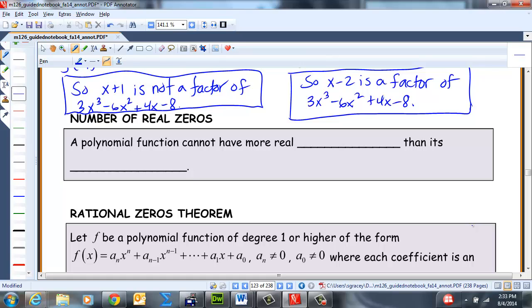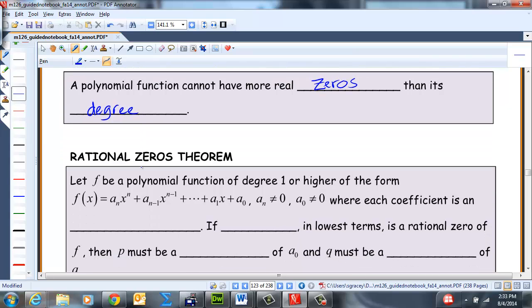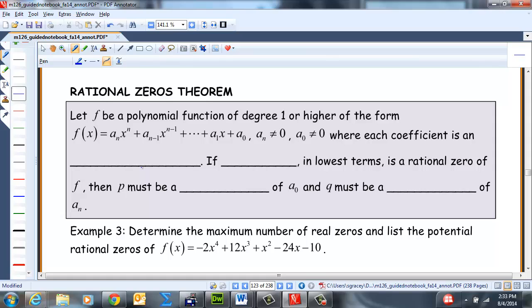A polynomial function cannot have more real zeros than its degree. So if you have a cubic function, you would have at most 3 real zeros, right? If you have a polynomial function of degree 12, you could have at most 12 real zeros. So the rational zeros theorem helps us to find those, right? So f is a polynomial function of degree 1 or higher in this format, where each coefficient is an integer. They have to be integers.